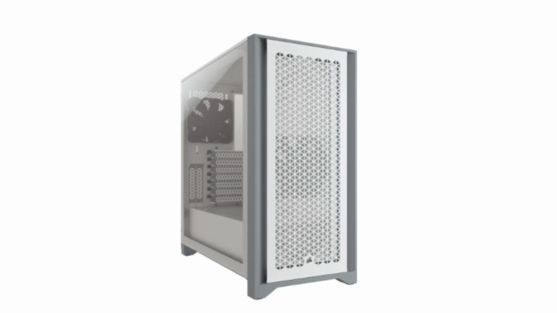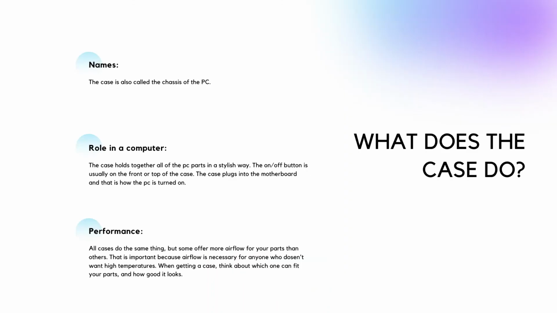The next main PC part is the case. The case is also called the chassis of the PC. The case usually holds together all the parts in a somewhat stylish way. The on and off button is usually on the front or top of the case. The case plugs into the motherboard, and that's how the PC is turned on, through the on button. All cases do the same thing, but some offer more airflow for your parts.